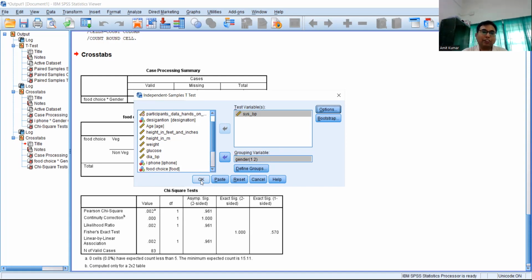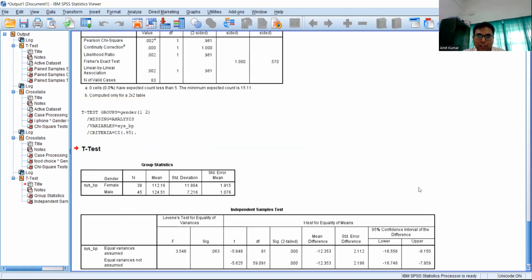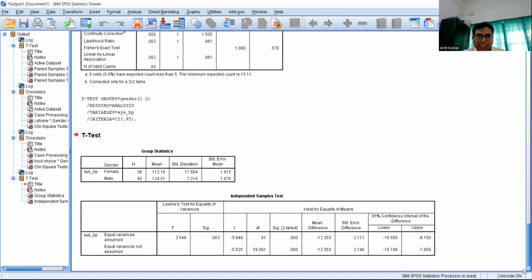So let us see what is happening. This is the real data set I have collected from the workshop participants. Just see the result, what is happening. Once you click OK, this t-test analysis is done.